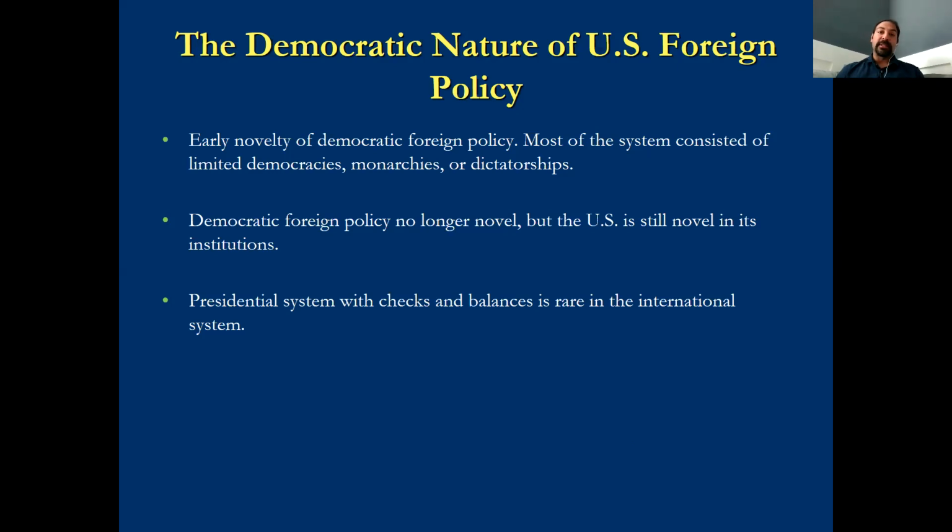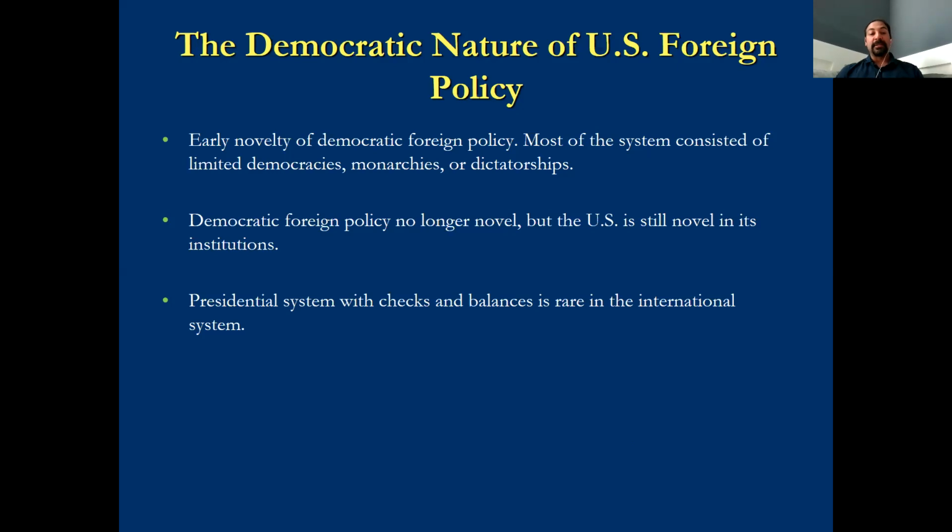Most democracies that are out there in the world today are parliamentary democracies. They have systems like proportional representation. The US doesn't have that. The US has a set of institutions that are relatively unique amongst the major industrialized democracies. And so the US conducts its foreign policy in a little bit of a different way. The US system specifically is a presidential system. Most of the world's major democracies today are parliamentary systems.